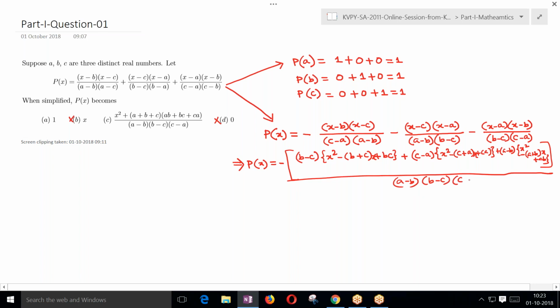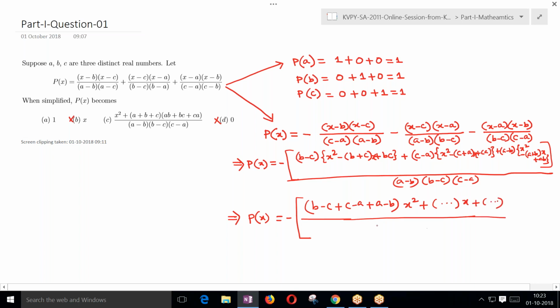Now if you look into this, P(x) is equal to minus of, let's take the coefficient of x square. It is (b minus c) plus (c minus a) plus (a minus b) into x square. I don't bother about the terms in x and the constant term, there's a reason, because these all get cancelled and we see the coefficient of x square is 0. But in option C, the coefficient of x square is 1. So obviously option C is not possible. So option A is the right one. I hope this is clear, and we can proceed to the next question.